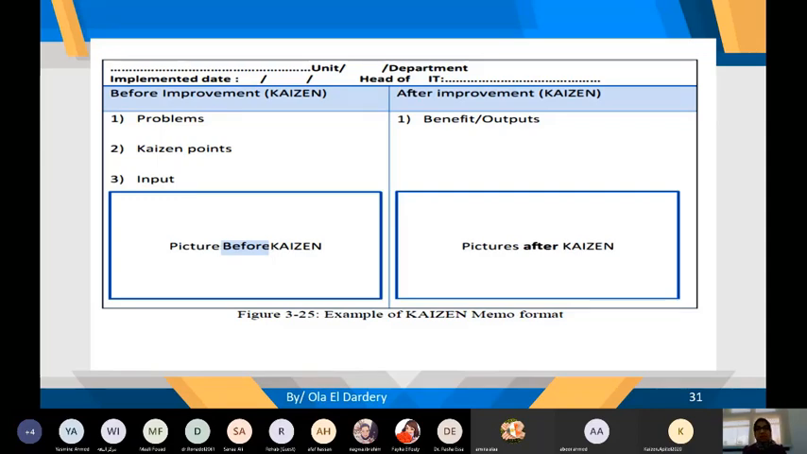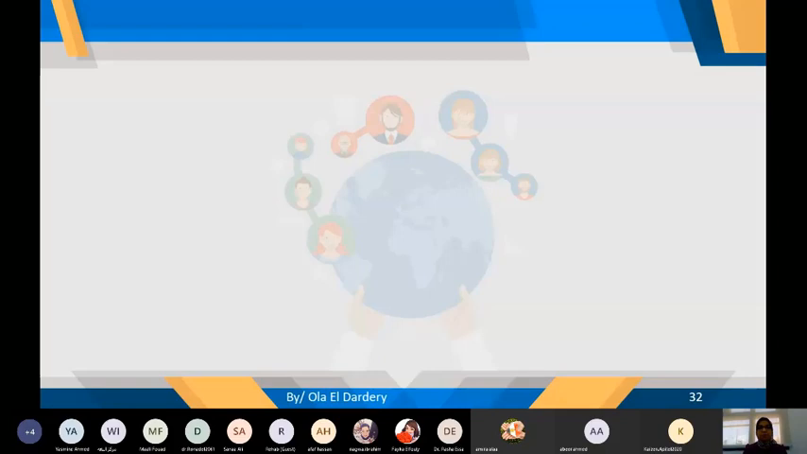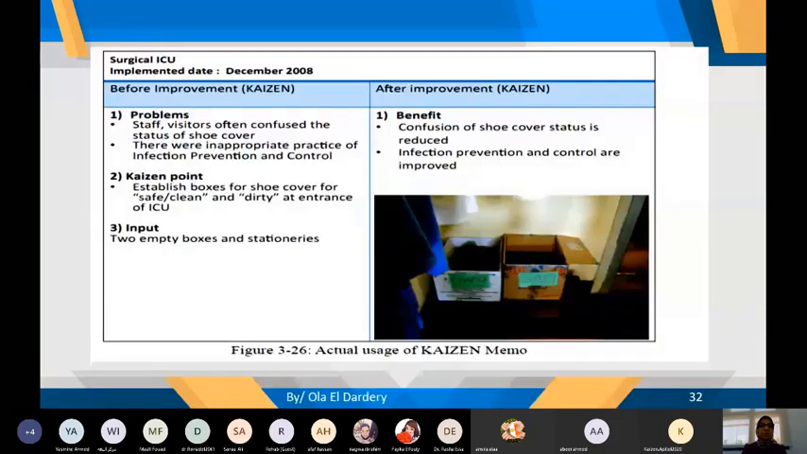And then on the right side, we have after the Kaizen, after the implementation, what the outcomes are, what the outputs are, what the benefits are, and we can add pictures after the Kaizen. So this is before Kaizen and after Kaizen. Okay, this is a real-life implementation in a hospital, in a surgical ICU, and as we can see here, they added the date, December 2008, and they added before Kaizen what were the problems, the Kaizen points, and the input.